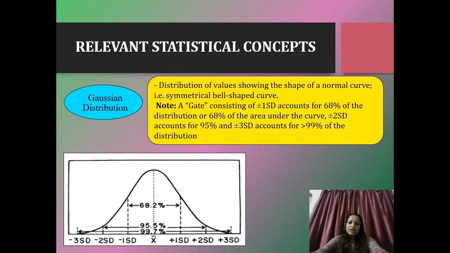So there are some relevant statistical concepts which we have to understand. The first being Gaussian distribution. Now, Gaussian distribution is usually what we call a normal distribution, where the distribution of values forms a symmetrical bell-shaped curve. Now this is important when we are trying to verify the majority of the biological reference interval values.